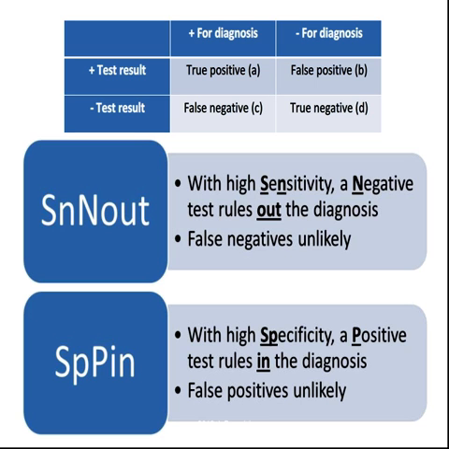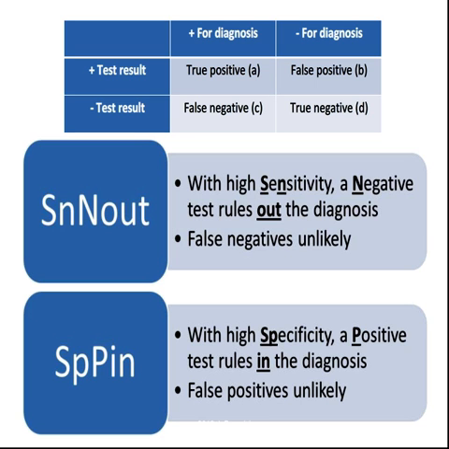An easy way to remember this is by thinking of 2 words, SnNout and SpPin. So you can see by the underlined words that these words are acronyms for the principles of sensitivity and specificity. So if we take SnNout, you can see here that it means with high sensitivity, a negative test rules out the diagnosis, or false negatives are unlikely. So what this means is when a negative test result is obtained, and we're on the left side of the chart above here, the clinician can say with confidence that the condition can be ruled out because false negatives, or falling into quadrant C, are unlikely with high sensitivity.